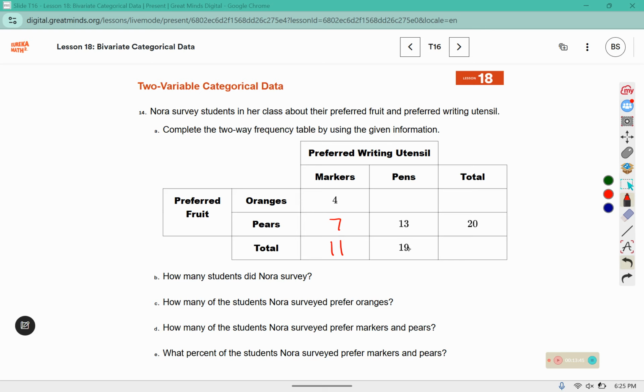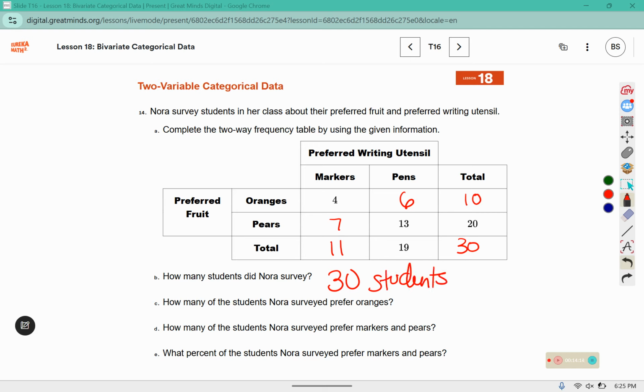Now that I have these two, I can combine them to find the total, which would be 30. I have the total and one of the parts, so the other part must be 10. I have the total and one of the parts, so the other part must be 6, because 4 plus 6 makes 10. We can check. 6 plus 13 equals 19. So it says how many students did Nora survey? That's the total. So there are 30 students surveyed.